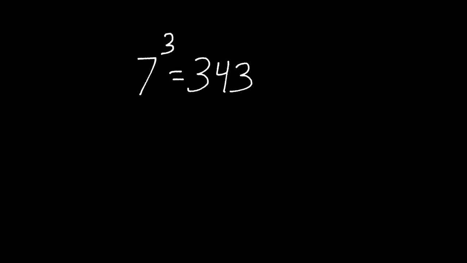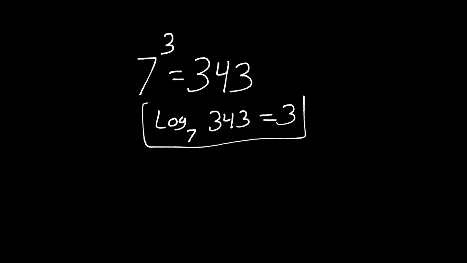Here we have 7 raised to the third power equaling 343. And if we put this into logarithmic form, we'll have the log of base 7 of 343 equaling our exponent, which is 3. So there we go. There's changing exponential form into logarithmic form, and we've also done the logarithmic form into exponential form. But what if they ask us to evaluate some of these? Alright, let's take a look.